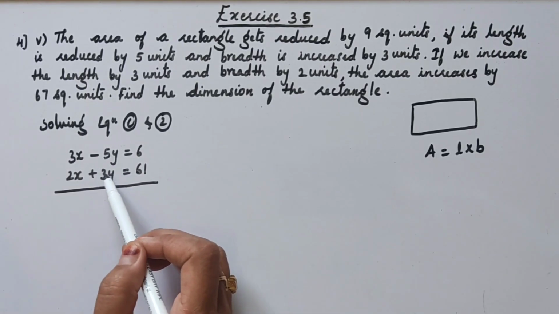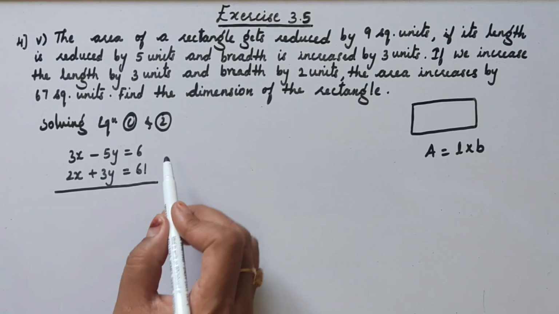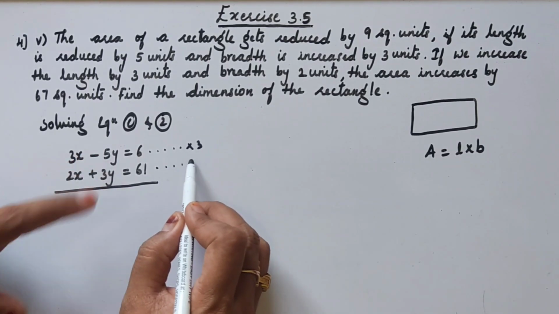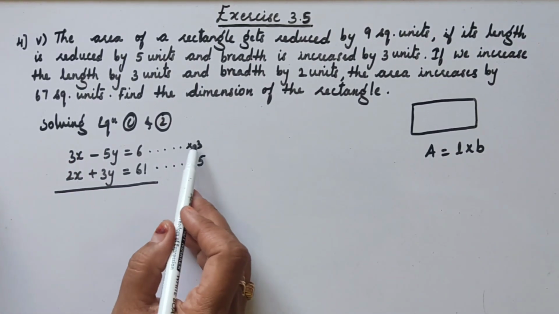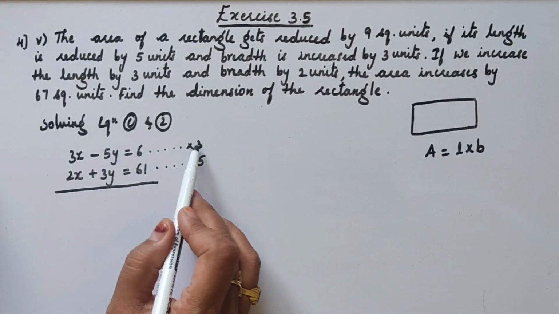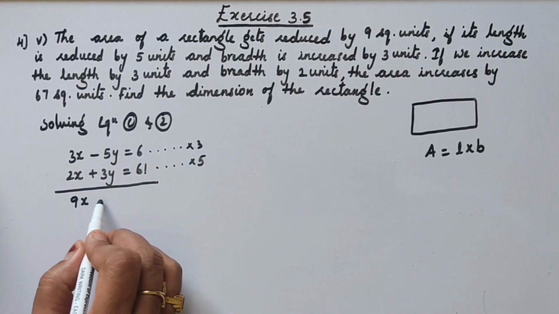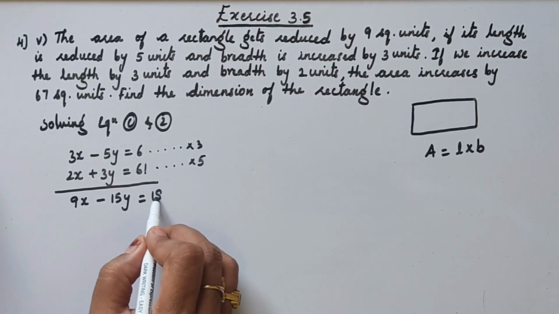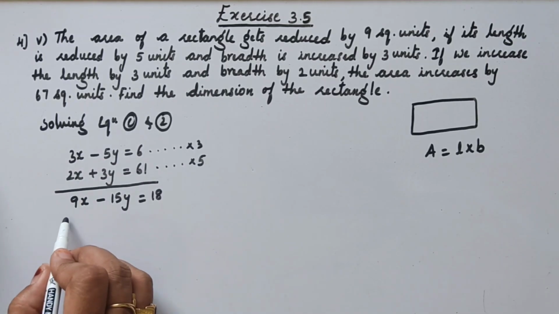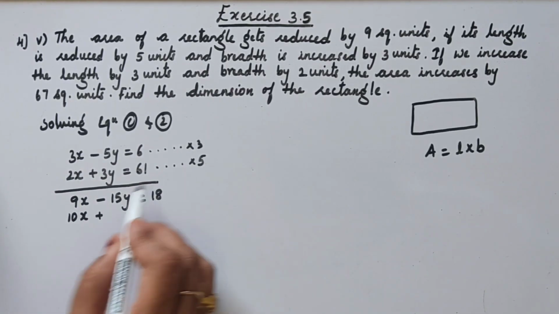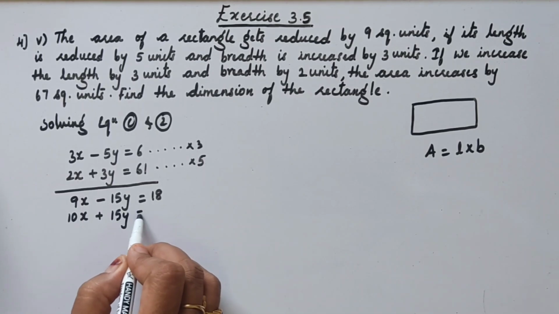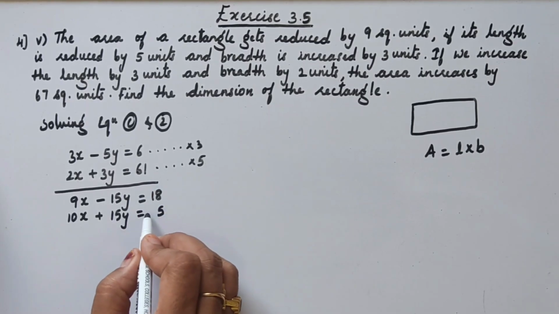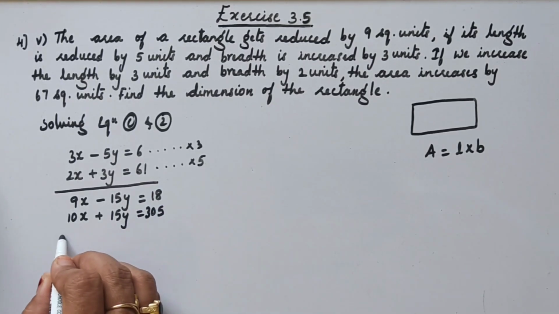So we have got different signs, so we can easily eliminate y here. Let me do cross multiplication here. 3 is there, into 3 will multiply. Now this will be into 5. Let me multiply the whole first equation with 3 here. 3 3s are 9, 9x minus 3 5s are 15y equal to 6 3s are 18. Now 5 2s are 10, 10x plus 5 3s are 15y equal to 61 into 5, 305.